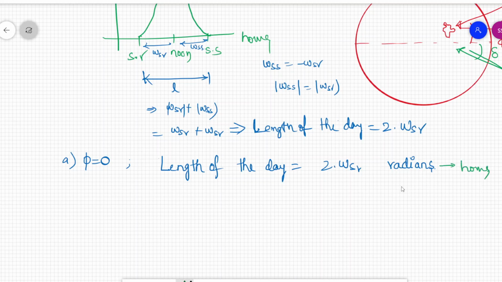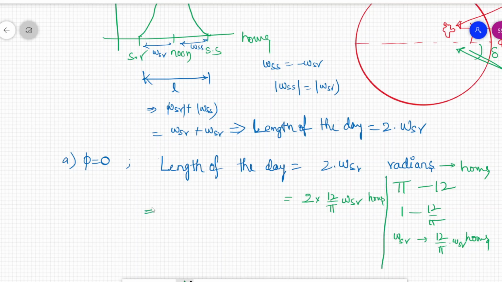That is possible by a conversion factor. 1 pi radians will be equal to 12 hours, so 1 radian will be equal to 12 by pi. If you substitute omega SR, 1 omega SR will be equal to 12 by pi into omega SR hours. So in place of omega SR I am substituting 12 by pi into omega SR. Now the units are hours. So this is the idea.